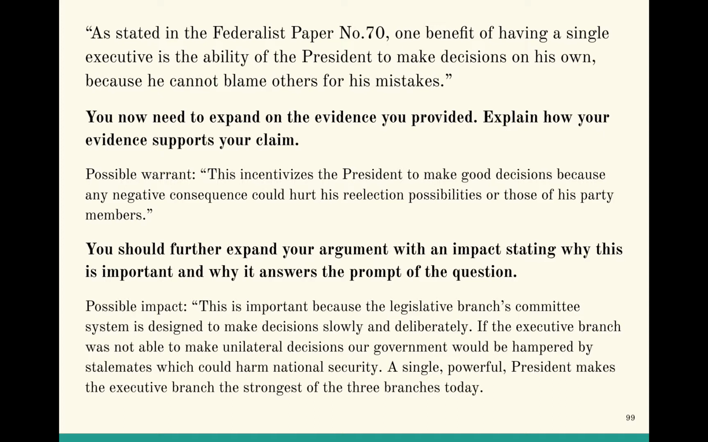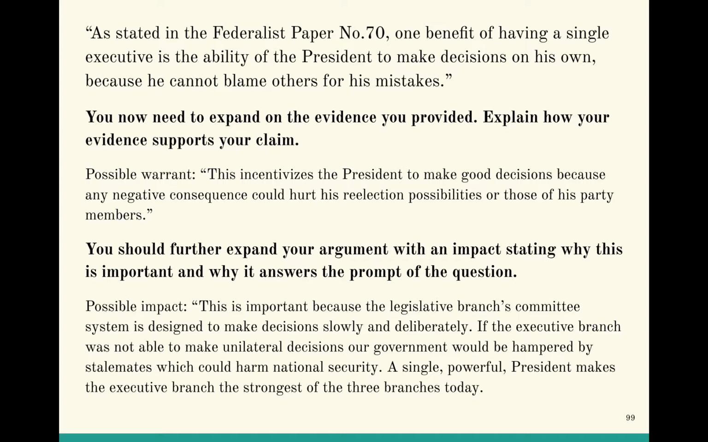I've got to explain how that supports my claim and the reasoning I provided, which is that the president makes unilateral decisions. So a possible warrant here: this incentivizes the president to make good decisions because any negative consequence could hurt his re-election possibilities or those of his party members. You would also need to further expand on your argument. So you can do multiple sentences for your warrant if you need to.